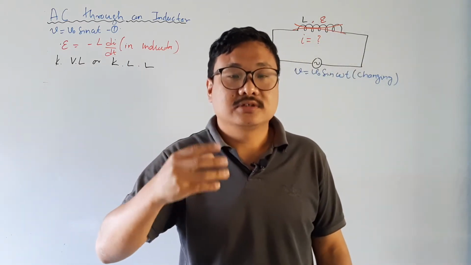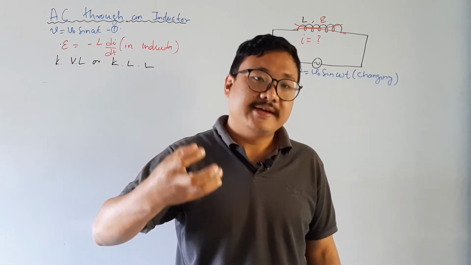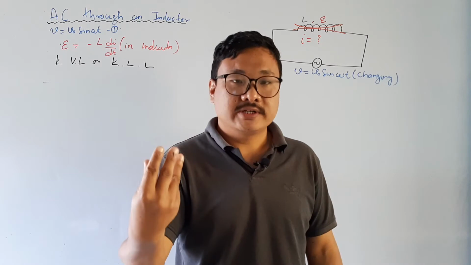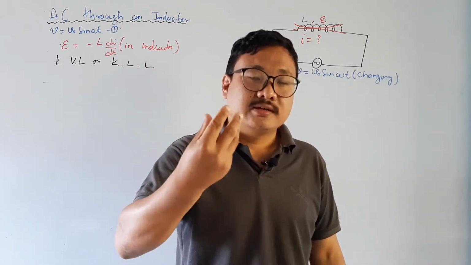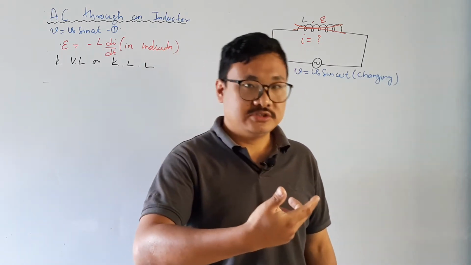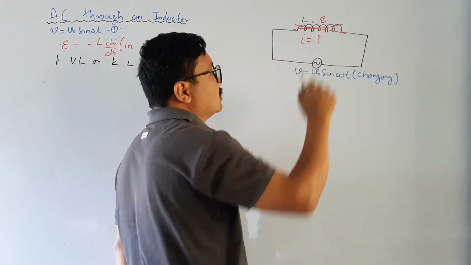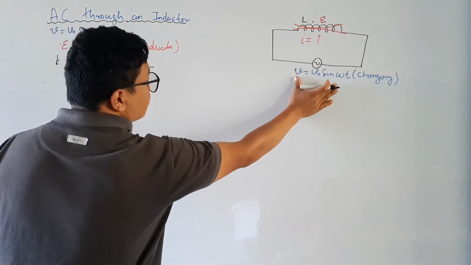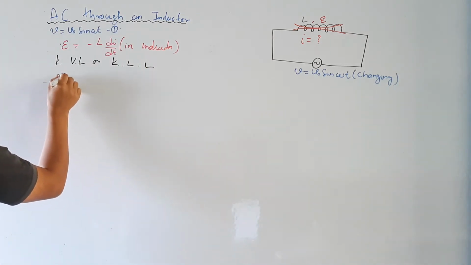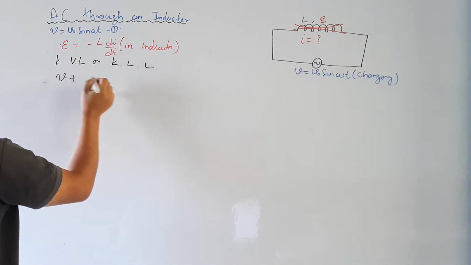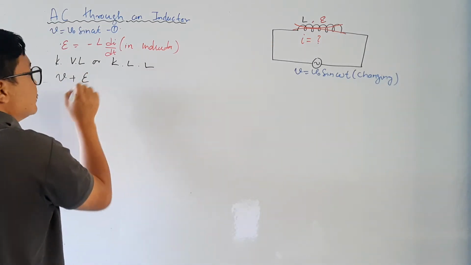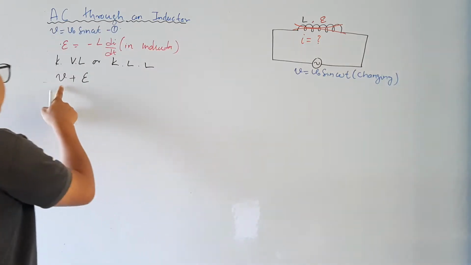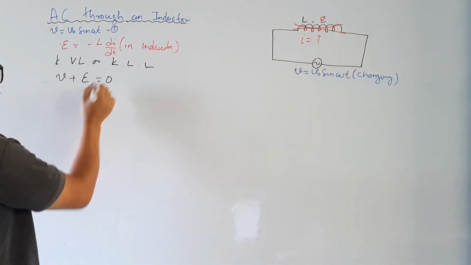The sum of all the potential drops and EMFs in a closed loop is equal to 0. If I add potential drops and EMFs in the closed loop, it will be equal to 0. So here is my closed loop. What are the EMFs and what is the potential drop? EMF is this voltage, so I will write V plus this E. There is one EMF E. And is there any potential drop? Is there any electrical instrument? Nothing is there. So V plus E will be equal to 0.